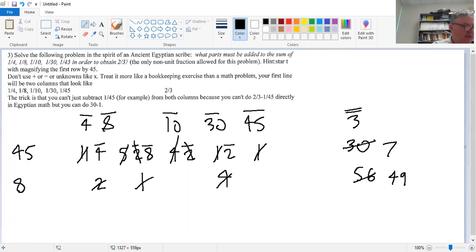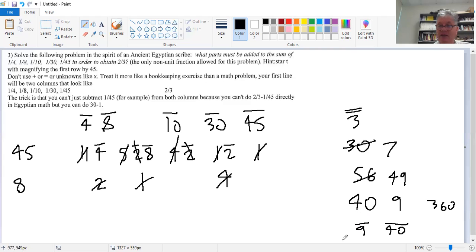Now it's time to reverse things. We want to now divide by 360, right? Because we've multiplied by 45 and multiplied by 8, that's multiplying by 360. So we want to divide by 360. Now, we can't do 49 divided by 360, but if we write 49 as 40 and 9, and now divide by 360, we get 40 divided by 360 is a 9th, and 9 divided by 360 is a 40th. And that's our answer. As you can see, there are different other ways that you can write it, because this method is not unique.